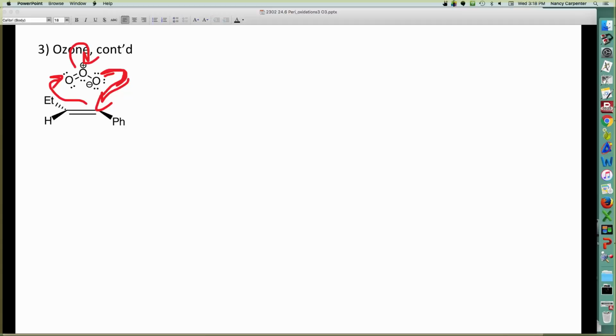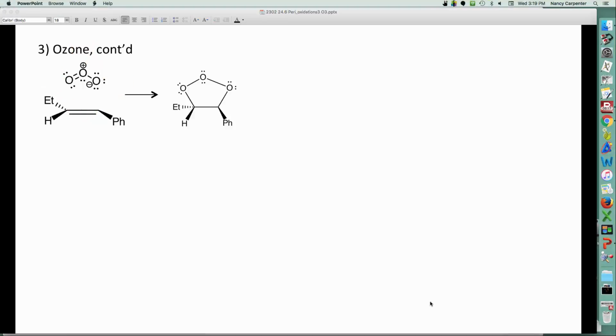And that is such a mess. I'm going to do it over again with a cleaner pen. Okay, so these guys up to here, push those electrons onto the oxygen. These electrons go down and make the carbon-oxygen bond there. So that gives you this really scary intermediate.